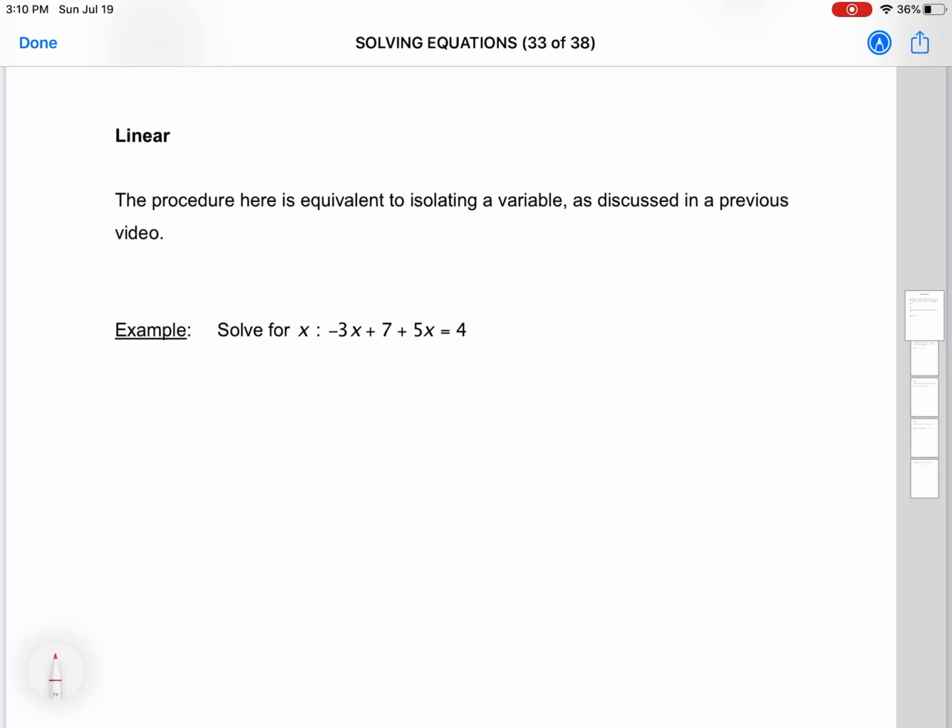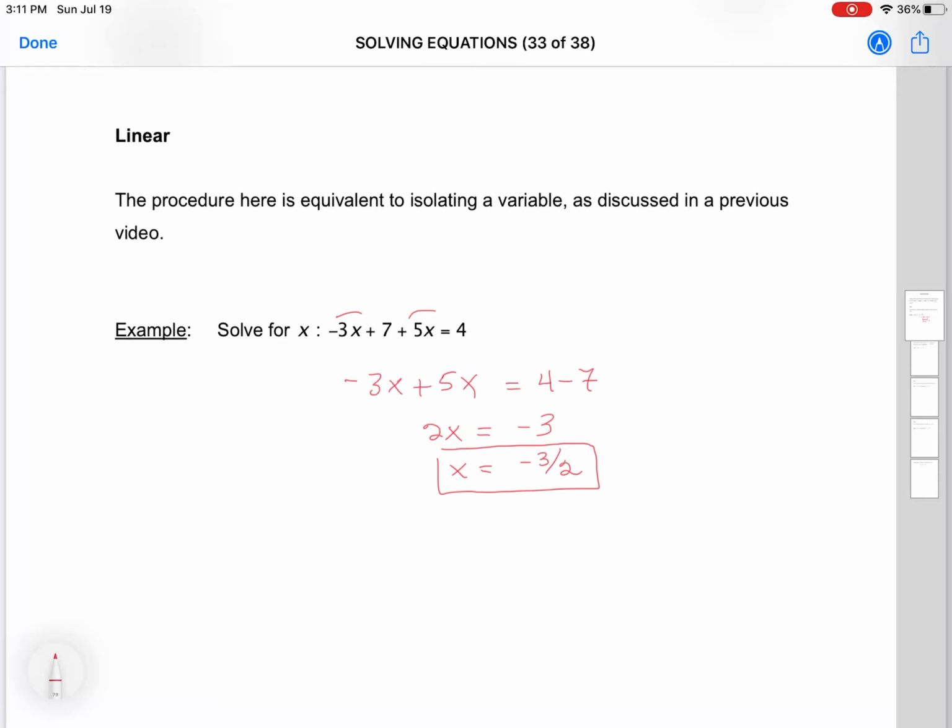So here, basically the procedure in the case of a linear equation. Remember, linear means x to the 1. It's basically the same as isolating a variable like we saw in a previous video. So the idea is pretty simple. We're going to keep on one side the terms that contain the variable we would like to isolate. Since we want to solve for x, we're going to keep the x's on the left and move the 7 to the other side, hence getting 2x is equal to minus 3, so that x is minus 3 over 2. That's our answer for this.